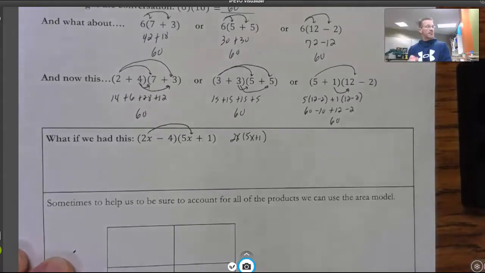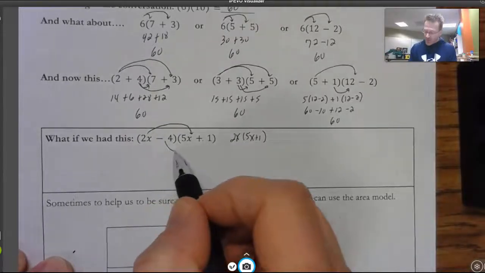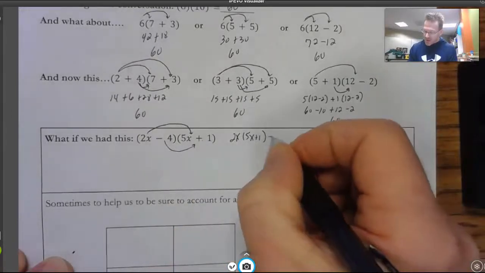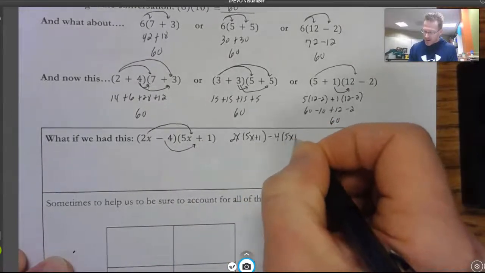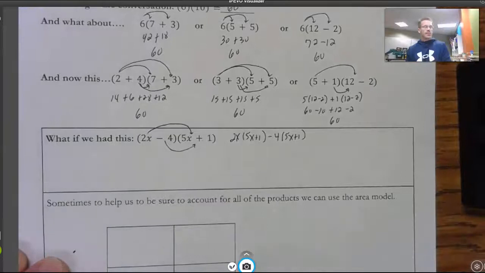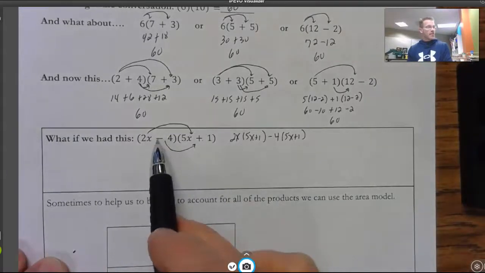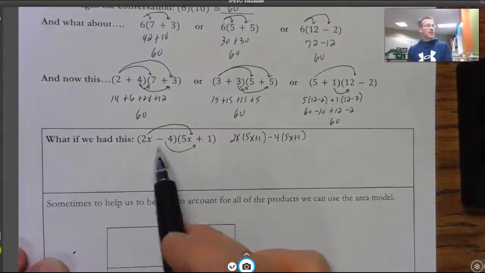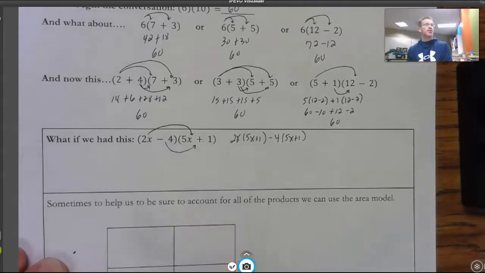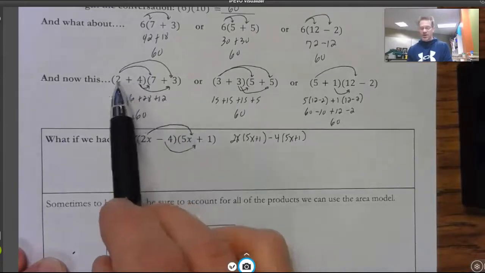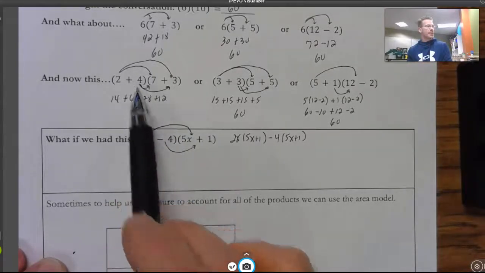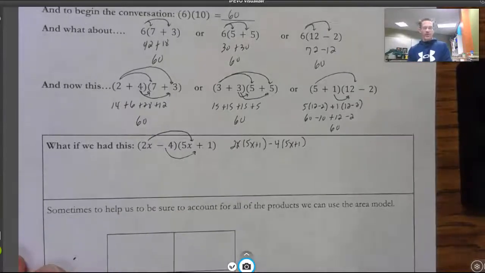But now I have a second piece here, right? This negative 4 times all of this as well. So that's negative 4 times 5x plus 1. Because these two pieces create some number, I just don't know what that number is because we don't know what x is. But it's still some number, in the same way 2 plus 4 was some number. And then I just do my distribution like we did above.